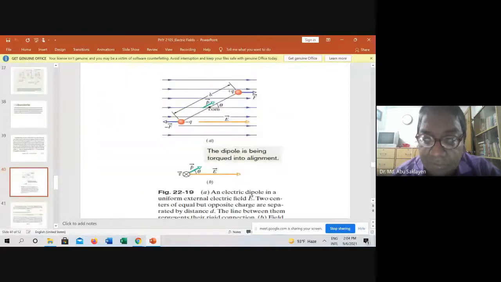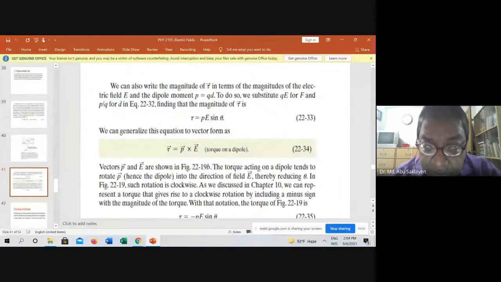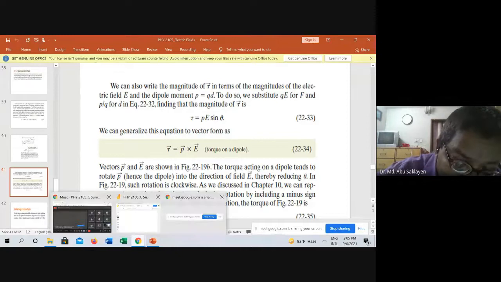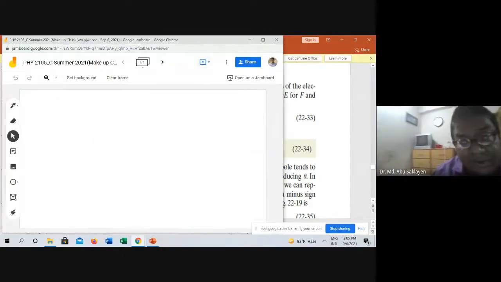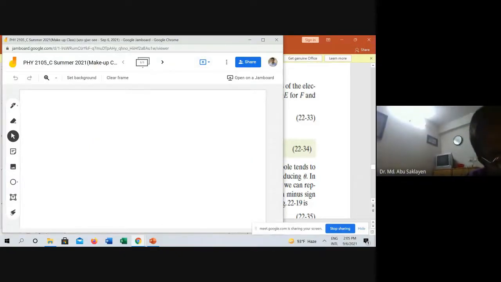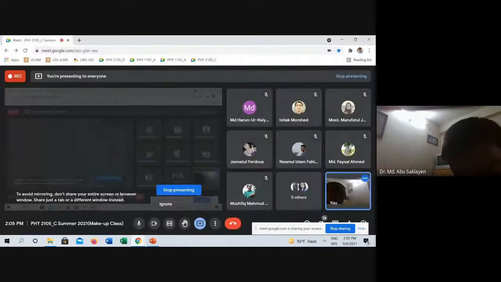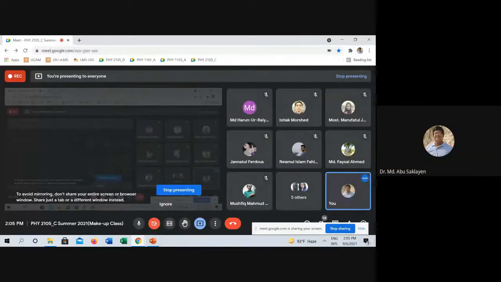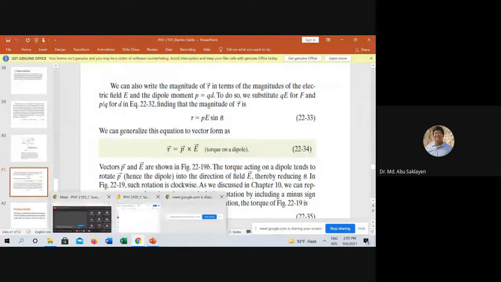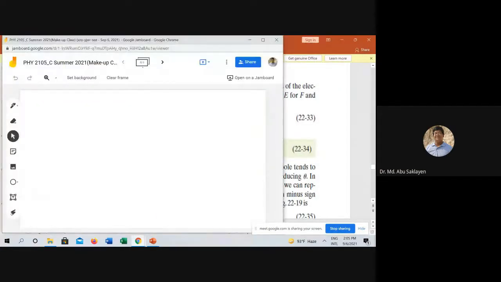In the last class we got the torque. This is the torque on a dipole placed in an electric field. Do you have any confusion up to this point? That means I'm going to start the video. So, torque on an electric dipole.